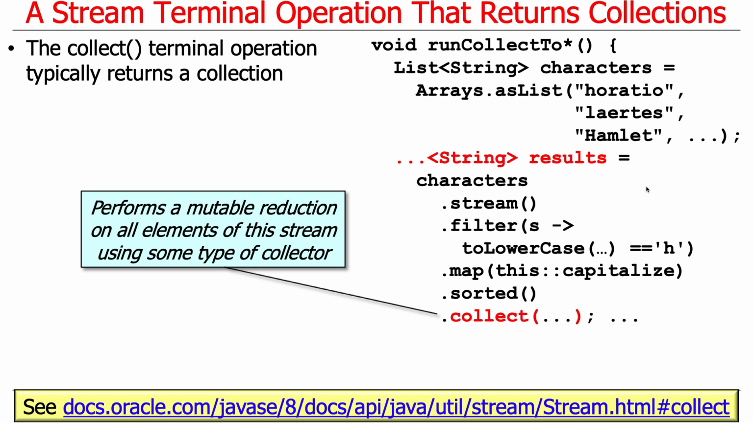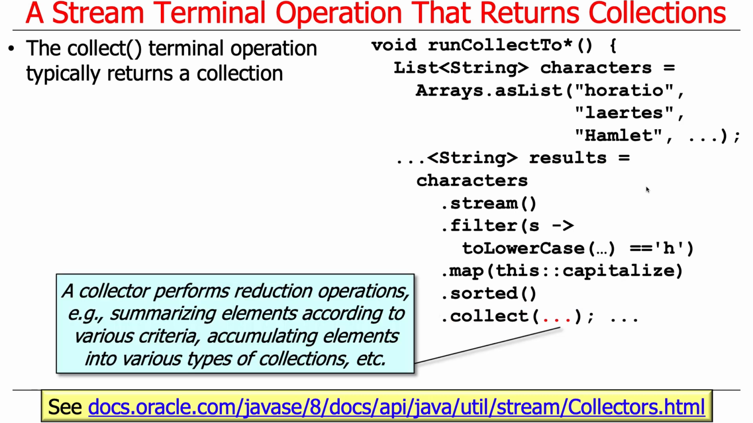In general, collect performs a so-called mutable reduction, which is kind of a funny name. And what it does is it reduces the stream. It kind of folds or merges all the elements together into a single result. And that result is typically a collection, although it doesn't have to be a collection, it could also be some other kind of summary type of data structure if the need be.